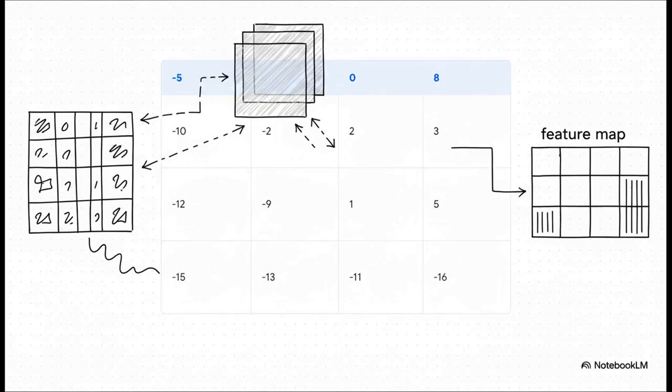And once we've slid that filter over every possible spot, we're left with this: a brand new grid of numbers. Now, this isn't just random math. This is what we call a feature map. You can think of it like a treasure map, where the big numbers are the X's marking the spots where the computer thinks it found a vertical edge.